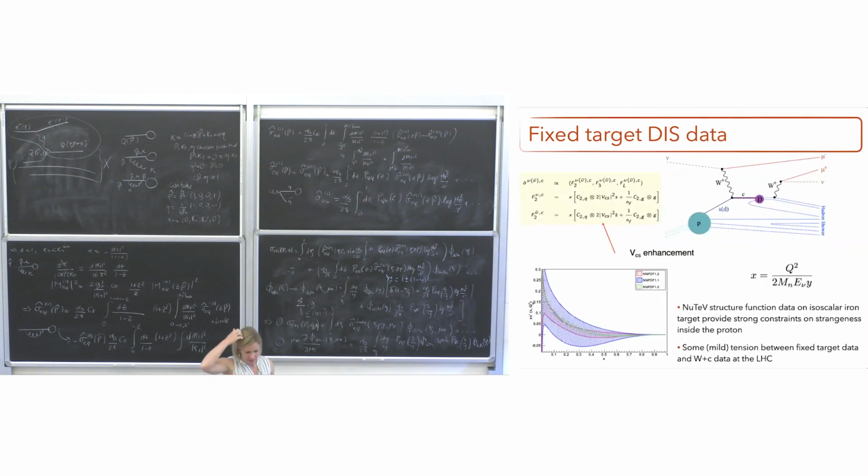Then quickly, there is what George mentioned yesterday. Depending on what you observe, sometimes the fixed target DIS data like CHORUS also measure some exclusive cross-sections.